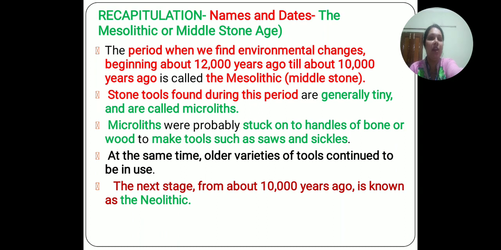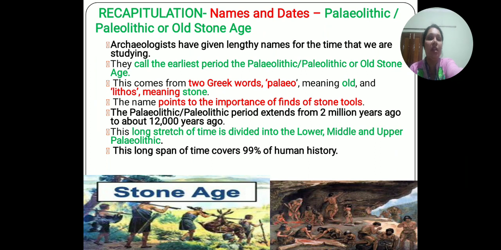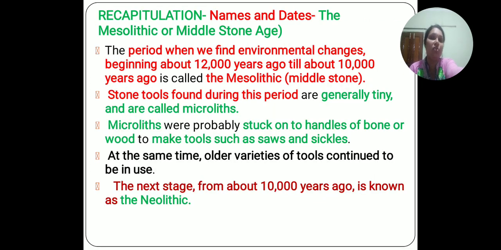So the period when we find environmental change: the early Paleolithic age started from 2 million years ago to about 12,000 years ago, and then from 12,000 years ago to 10,000 years ago, that period was known as the Mesolithic age or the Middle Stone Age. In this time period, there were many changes in the environment. The weather changed and became warmer. Stone tools were found during this period and are generally tiny and are called microliths.